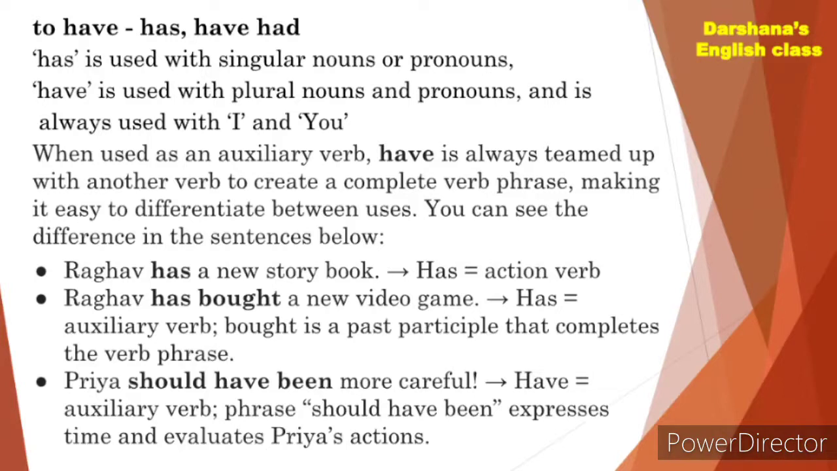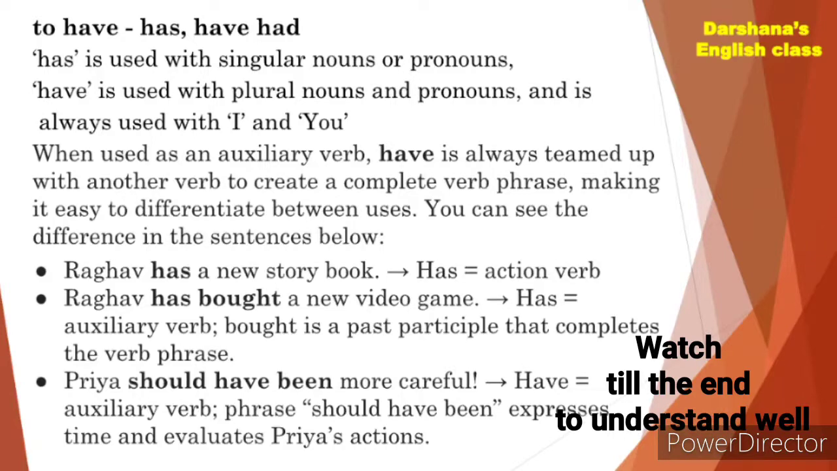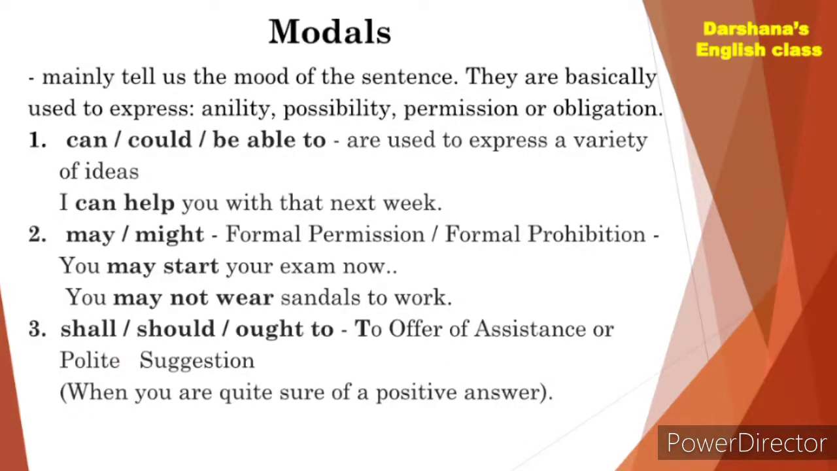Priya should have been more careful. Have is an auxiliary verb. The phrase should have been expresses time and evaluates Priya's action. Modals mainly tell us about the mood of the sentence. They are basically used to express ability, possibility, permission and obligation. Can, could, be able to are used to express a variety of ideas.